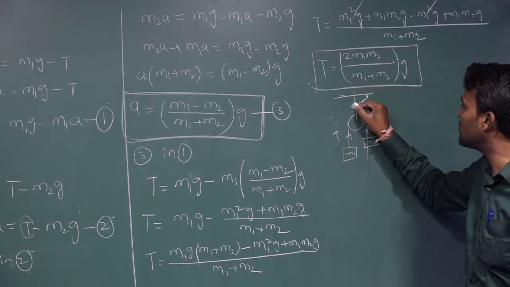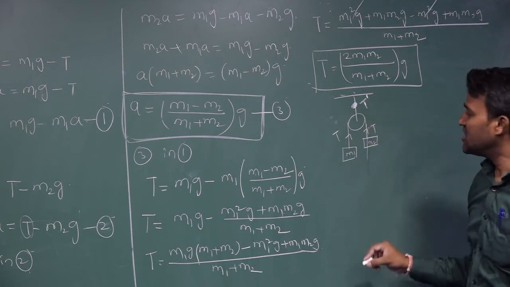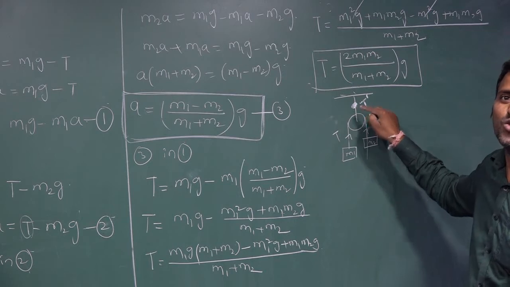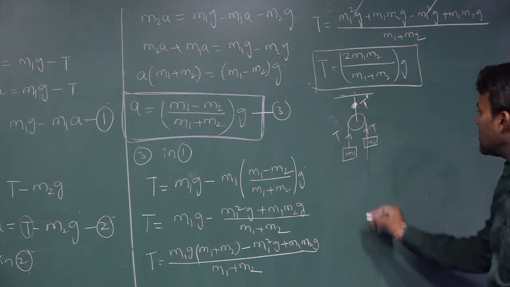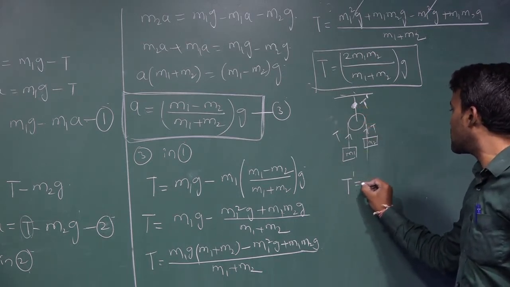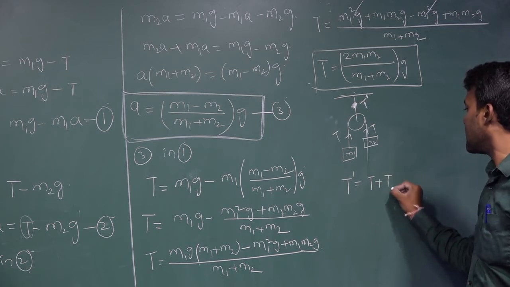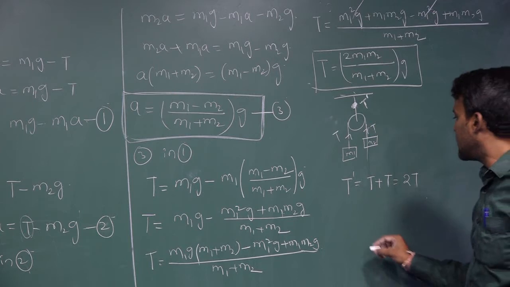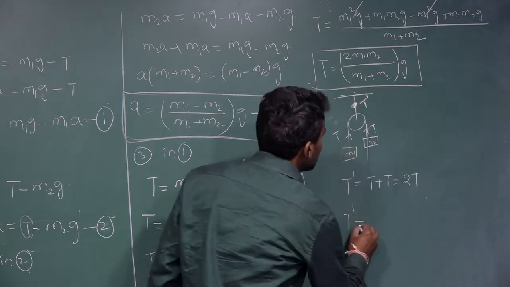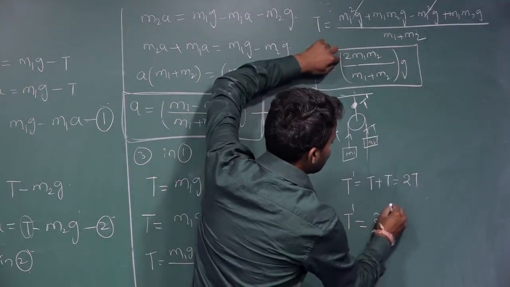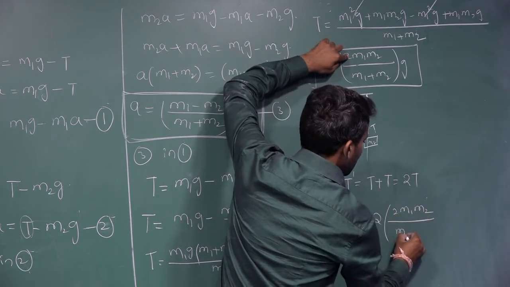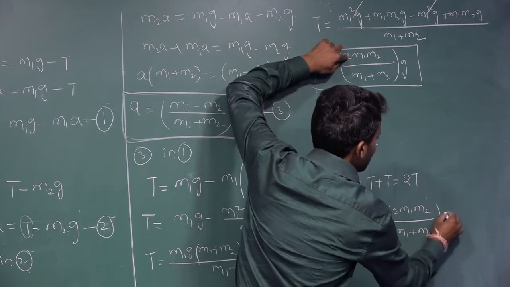What is the tensional force acting here? Here the total tensional force is acting on this body. So T dash is equal to T plus T, that equals 2T. So multiply here. T dash is equal to 2 into 2 m1 m2 divided by m1 plus m2 into g.